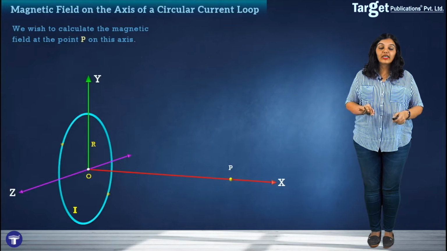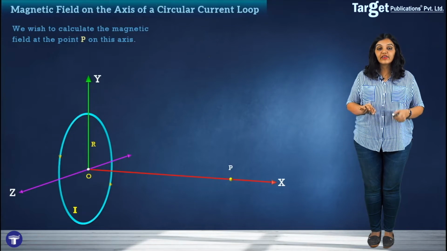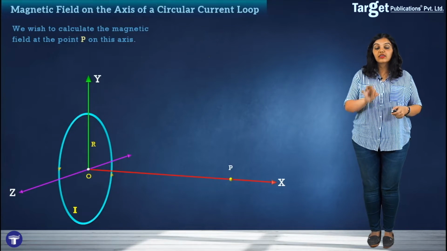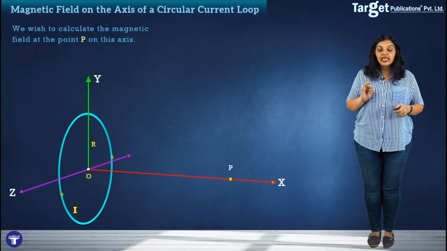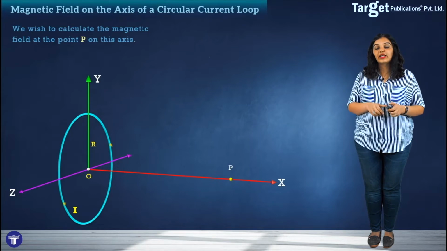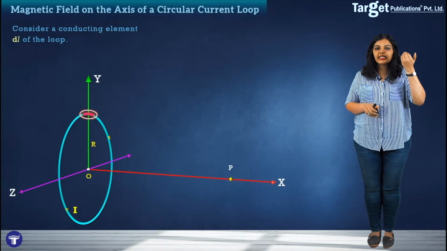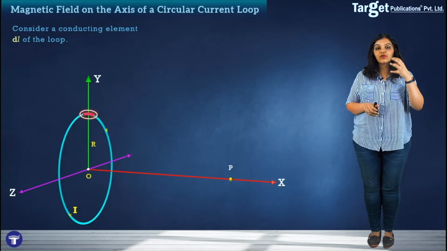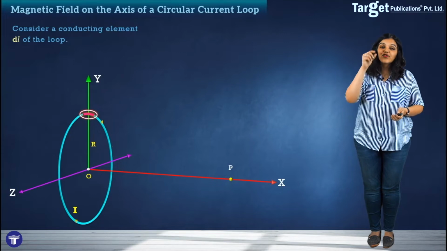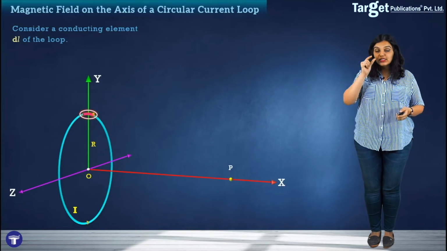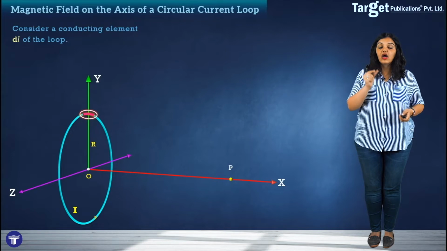Let P be a point at which I want to find the magnetic field due to this circular current loop. Now let us say that we find the magnetic field at point P first due to a small current element dl. So for finding the magnetic field at P due to the whole loop, first I have to break it up into small elements, and therefore first I'm going to find the field at P due to a small current element dl of the loop.